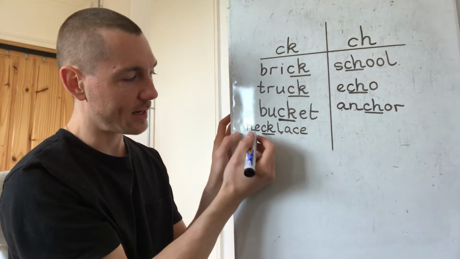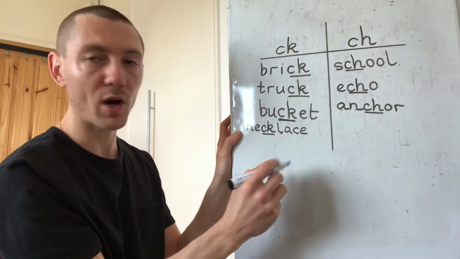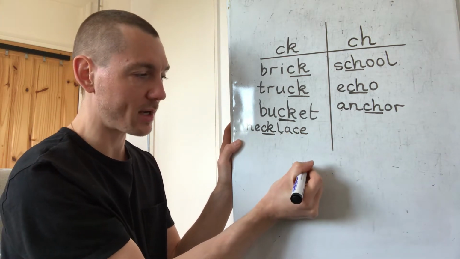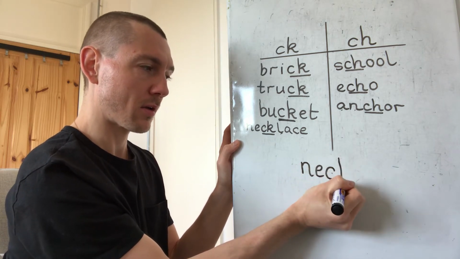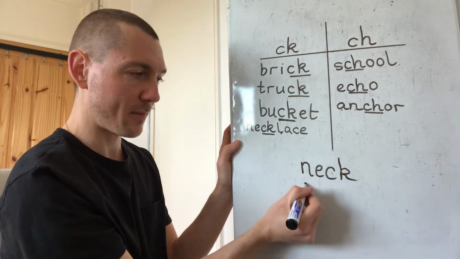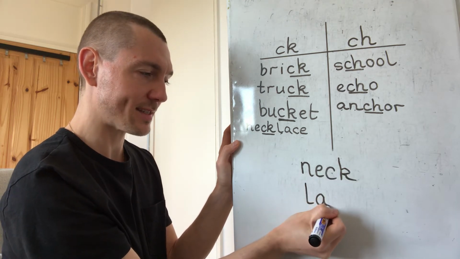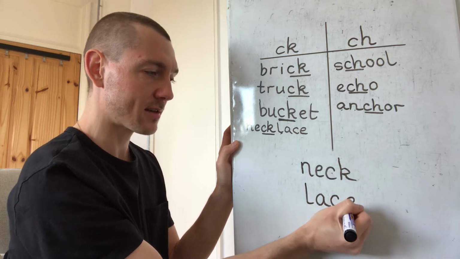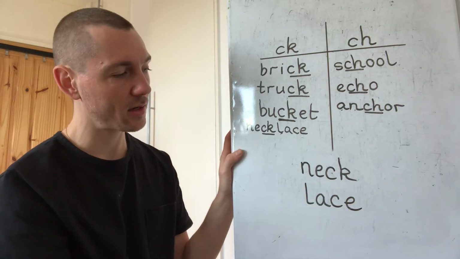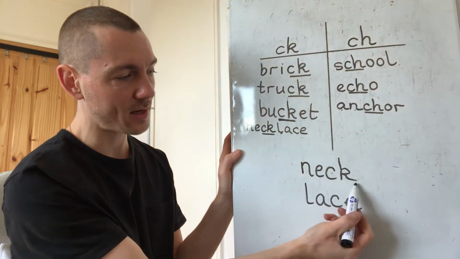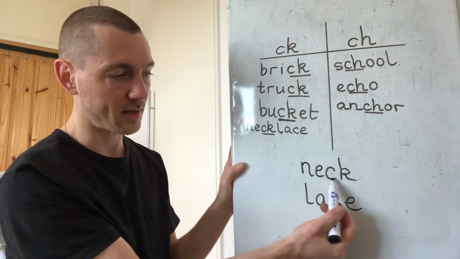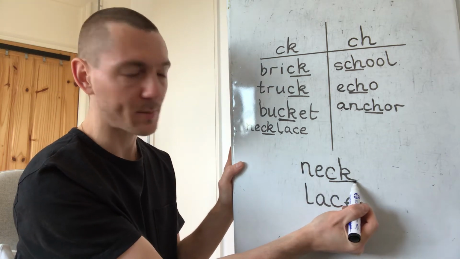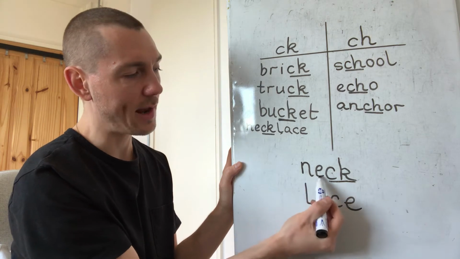So necklace has actually, as a word, been built from the word neck and from the word lace, as in a lace for your neck. So actually the word neck that we're using as part of that word does follow that pattern with the CK spelling at the end, doesn't it? Neck.